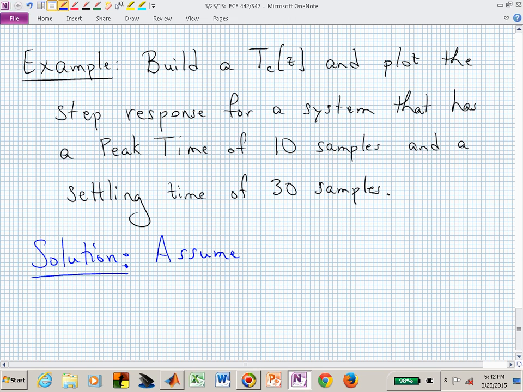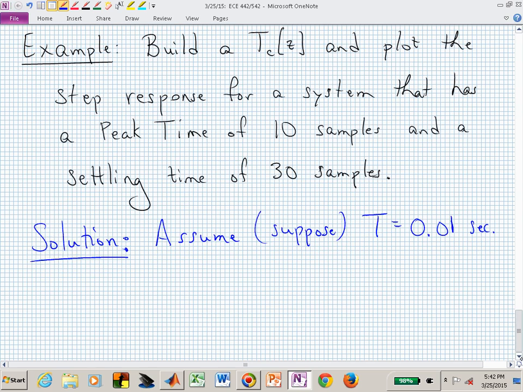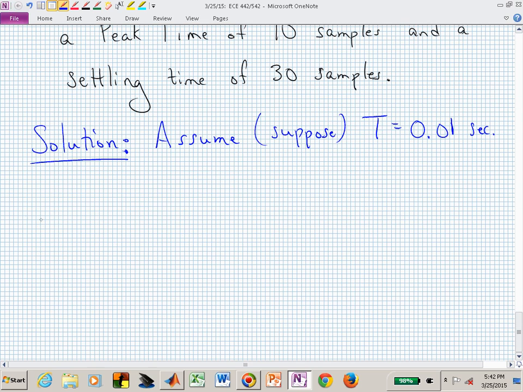Let's just go ahead and assume, suppose, our sample period is 10 milliseconds, or 0.01 seconds. We were given time to peak in terms of, what were we using before? Actually, number of samples. So maybe I should say N sub P is equal to 10. Is that the notation I was using before?